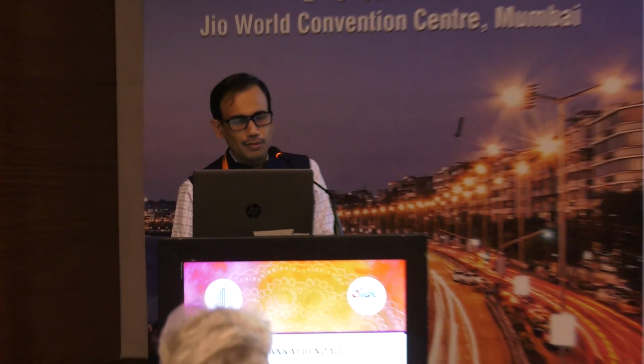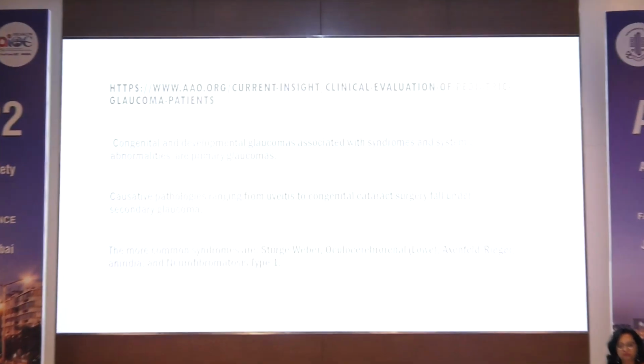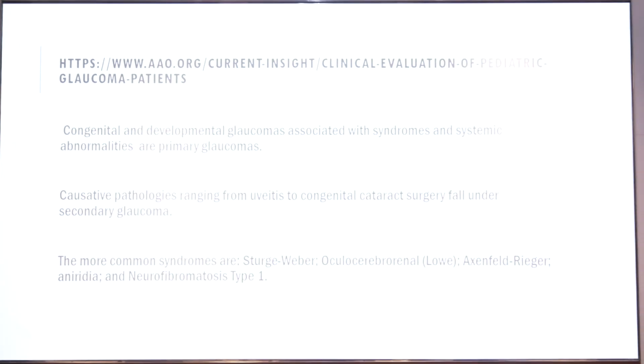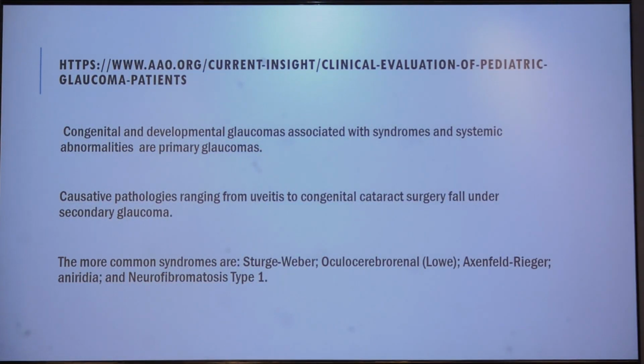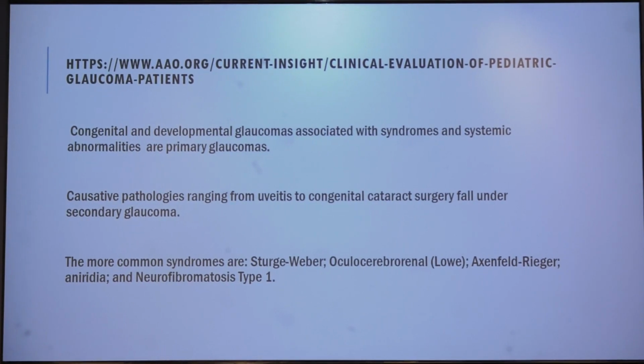First, I thank Amit sir for involving me in this session. Congenital glaucoma is a topic after yesterday's good session by Mandal sir. Congenital glaucoma and developmental glaucomas, associated with syndromes and systemic abnormalities, are the primary glaucomas. Secondary glaucomas are, for example, because of post-cataract surgery; these are the lesser categories. The common associated syndromes are Sturge-Weber, oculocerebrorenal syndrome, Axenfeld-Rieger, and neurofibromatosis.